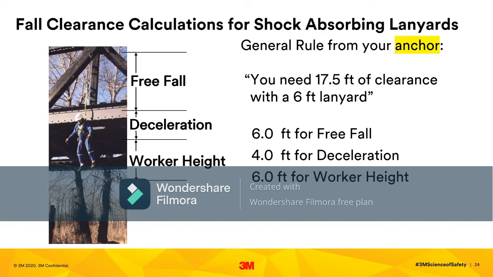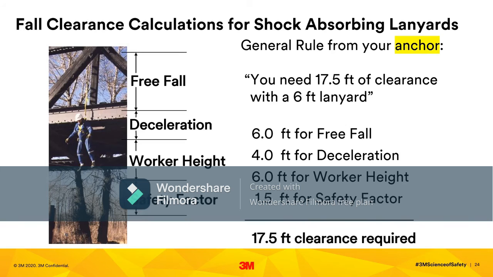We take into account the worker's height, accounting for harness stretch, that is 6 feet, and we give it a 1.5 foot safety factor. This gives us a total clearance requirement of 17.5 feet. Again, this is measured from the anchor point. So what do we do when we don't have 17.5 feet of clearance? Well, you can raise your anchor point. Remember, it is 17.5 feet from your anchor point, not necessarily your walking surface.